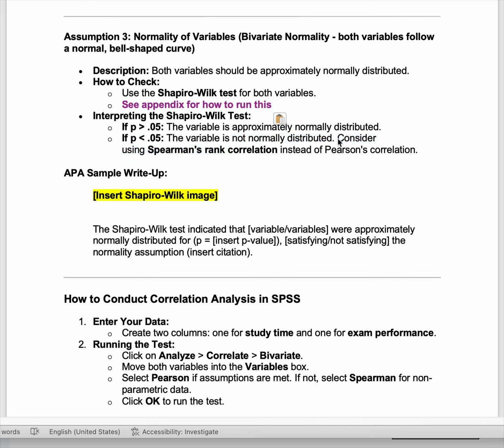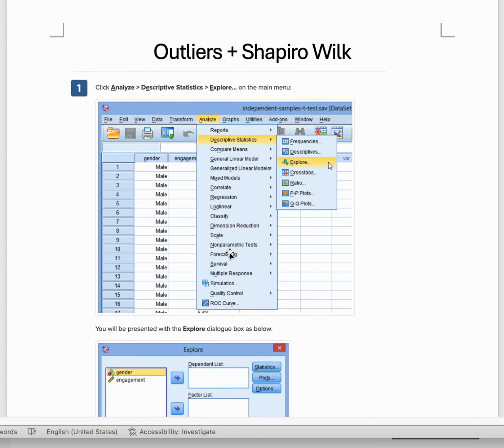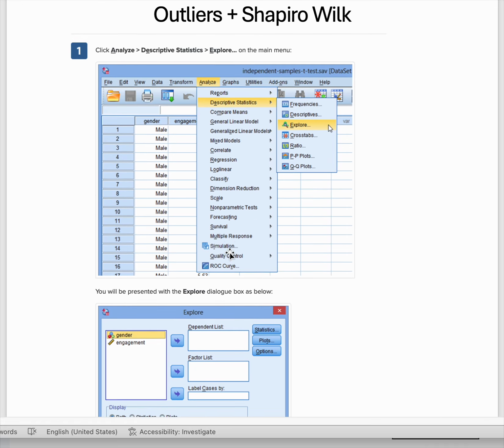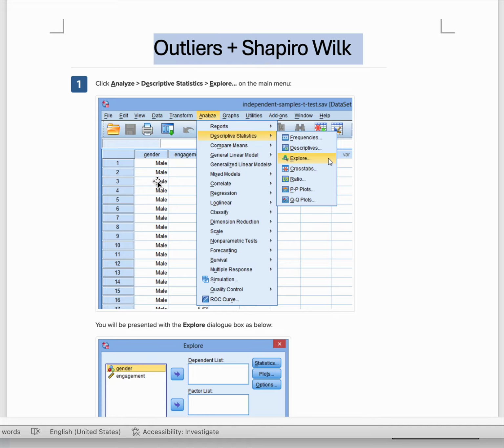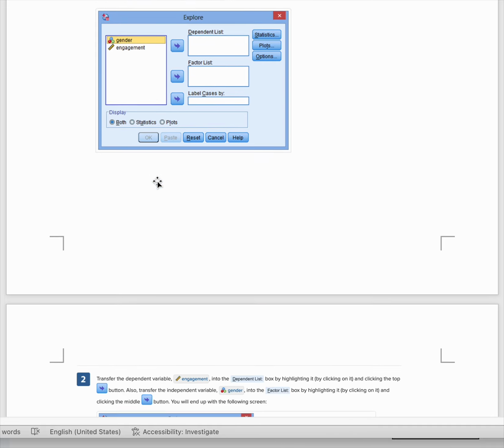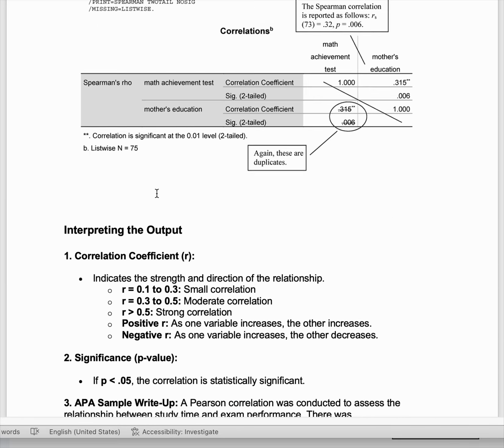And so at this point, even if you found that it was linear, you might want to use Spearman's instead of Pearson. And that's just a decision you're going to have to justify. And so again, if we go down to that appendix, this is my outliers in Shapiro-Wilk. You will run this test before the correlation, but after the scatter plots, and then you will follow these steps to determine what the outcome is for that.